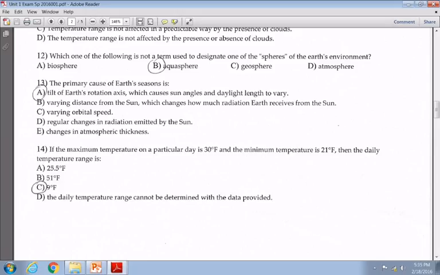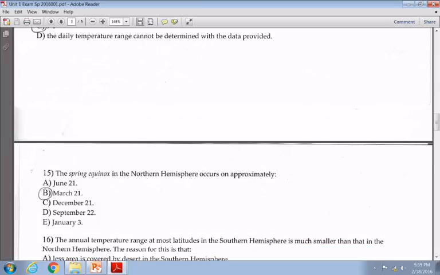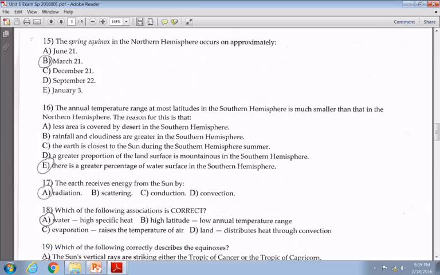Question 14, I was after the range, not the average. So given a high of 30 and a low of 21, the range would be, you do subtraction, 9 degrees. So C is the best answer for 14. Question 15, the spring equinox in the northern hemisphere is on or about March 21st. Question 16, and remember we talked about there's more water in the southern hemisphere, so that has a result of basically making the annual temperature range less. So E is the best answer there.